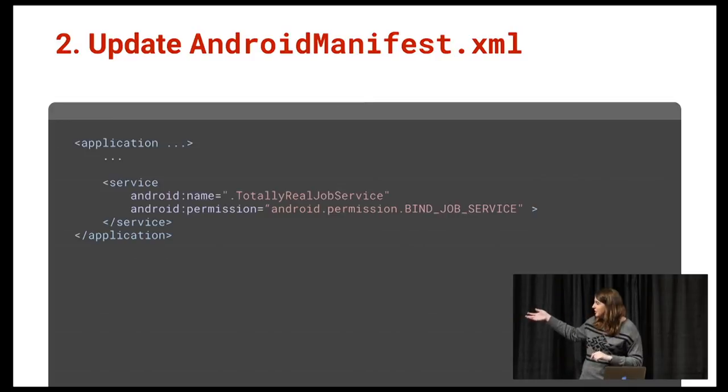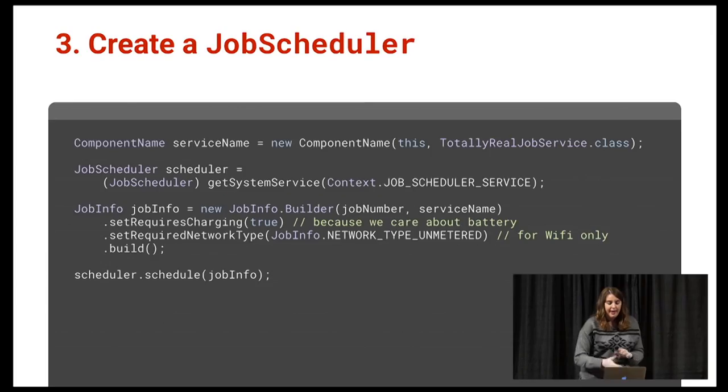You need to register your service as usual, but you also need to bind to the job service, and so that's yet another permission nested in with our declaration. And finally, you create the scheduler. This is going to be probably in an activity, wherever you're keeping track of your thing. There's a couple of pieces here. The second bit is the job scheduler. We're just fetching that from the system again, very easy.